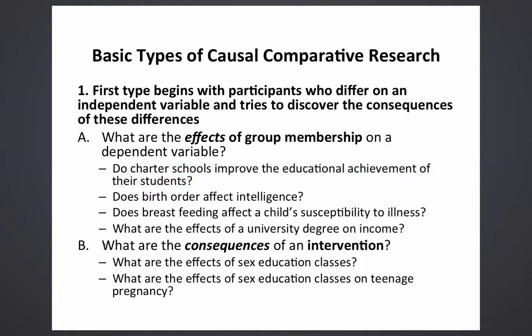Another type of the first kind of causal comparative research is where you're trying to understand the consequences of an intervention. So this first example question was about groups that exist out in the world, they're not really interventions. Here there are pre-existing interventions that happen out in the natural world. One of them is sex education. Some people get exposed to sex education, some don't. So what are the effects of sex education classes on teenage pregnancy, for example? And so we go out and we recruit people who have received sex education versus people who haven't, and we start to measure all these outcomes around teenage pregnancy.